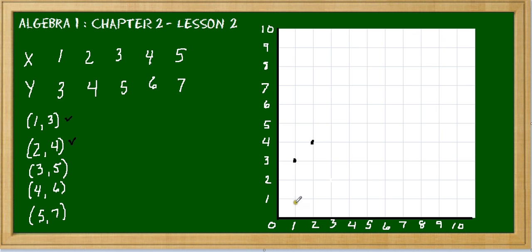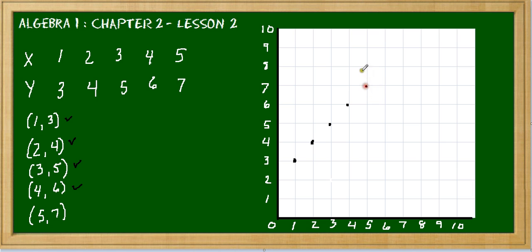3, 5, so I go over to 3, and I go up 5. When I say that, you have to be sure that you're not going up 3 and over 5. That would have placed the point here, and that would have been wrong, because really that's 5, 3, not 3, 5. So we always have to go in the right direction, and that's horizontal first. So 4, then 6. We go 4, and we go up 6. And lastly, we have 5 and 7. We go over 5 and up 7.